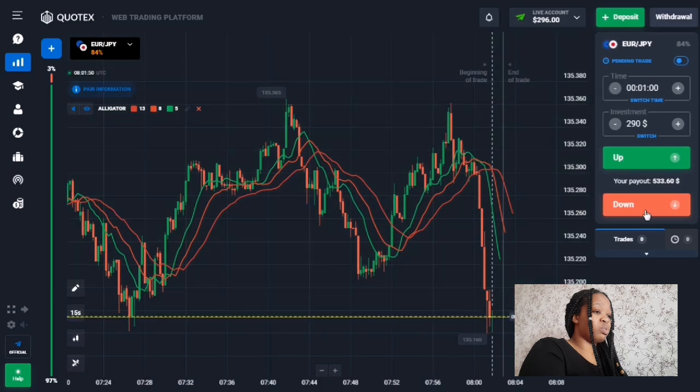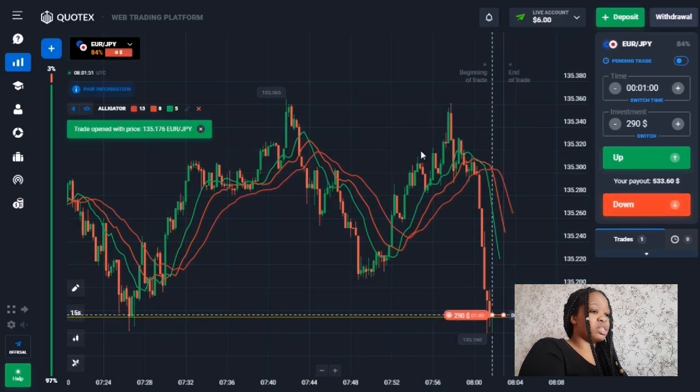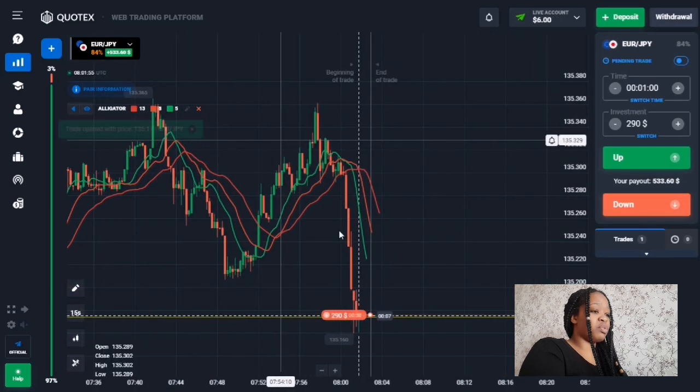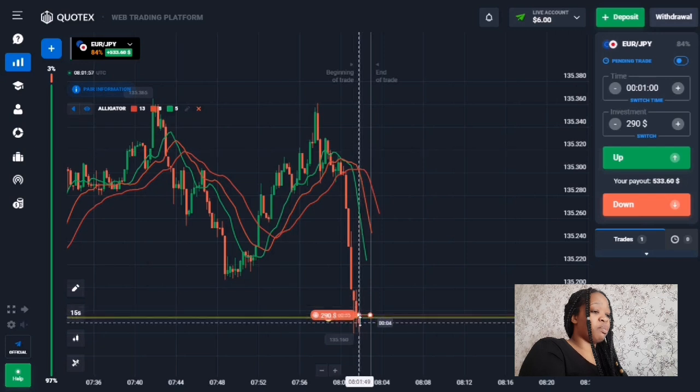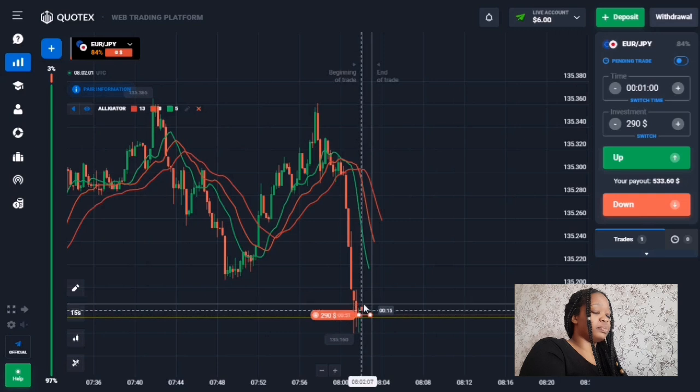I think that price will break through this level because the moving averages are moving further from each other. This indicates that movement down will happen soon. So let me wait for the results of this trade.